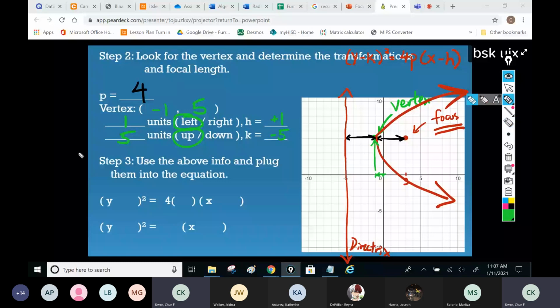All right, now use the above information and plug them into the equations. At this point, you don't really have to do anything. All you have to do is plug in numbers. So I'm going to plug in the K, which is right here. That means you need a -5 right here. And then you need the H right here. That means you need a +1 right here. And then you need the P. The P is 4.